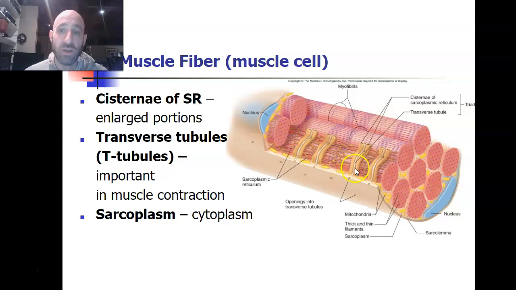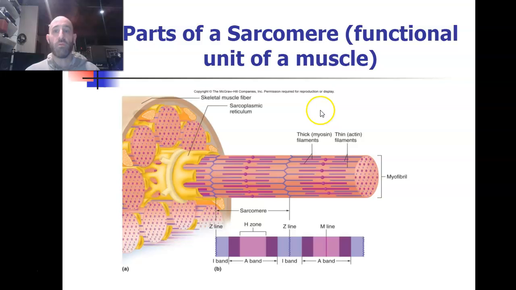And then we have our T-tubules, which are very important because they allow the impulse to travel deep into the muscle. Okay, we're going to finish up here with a really important concept called a sarcomere. Now here's the thing about a muscle. A muscle is very long.